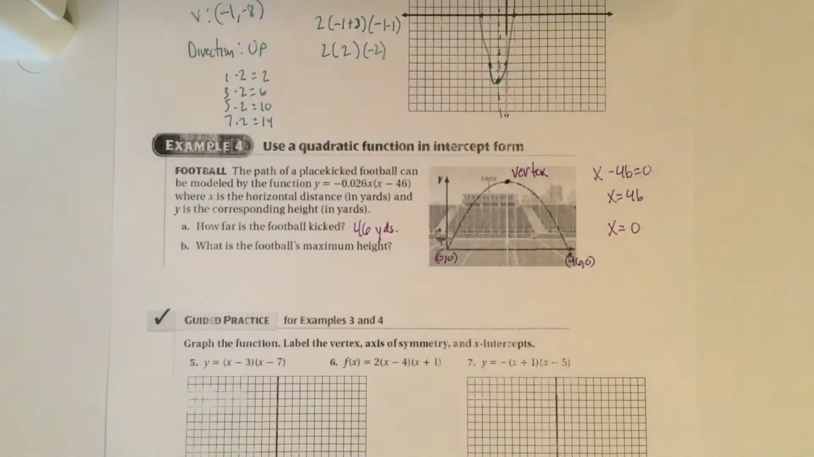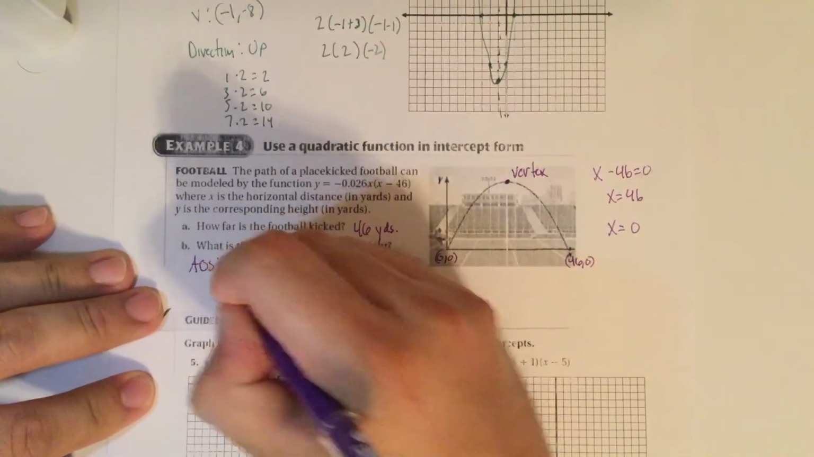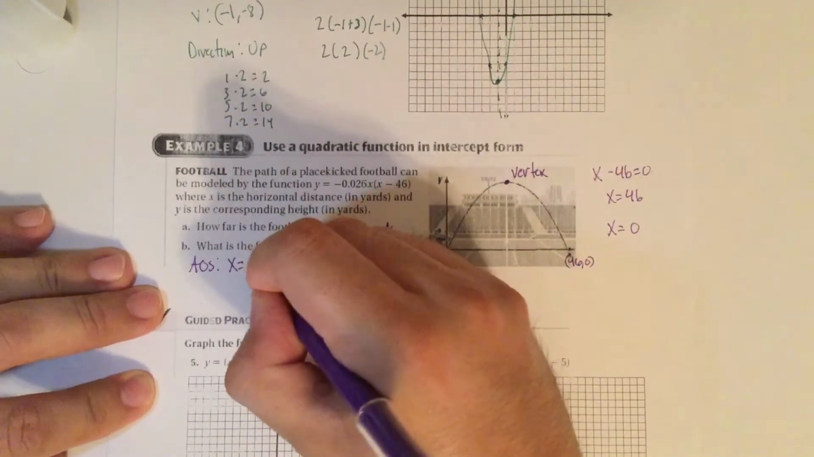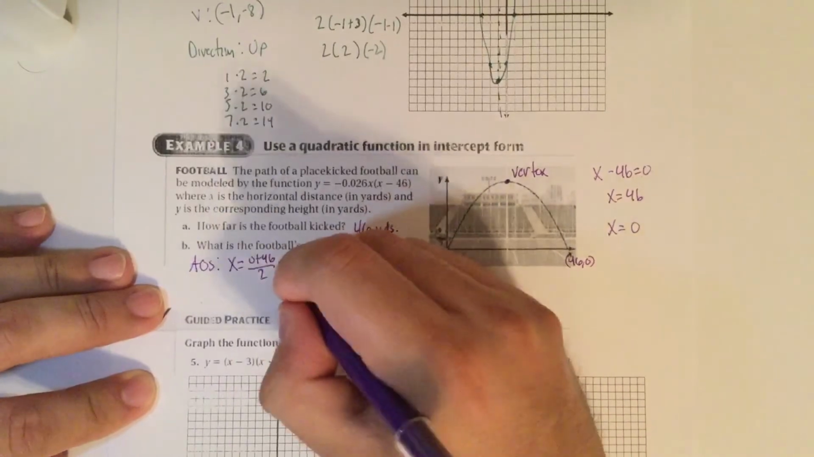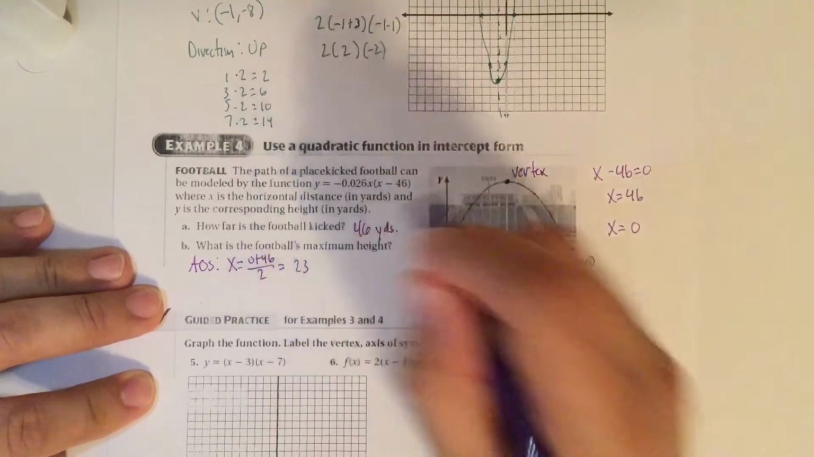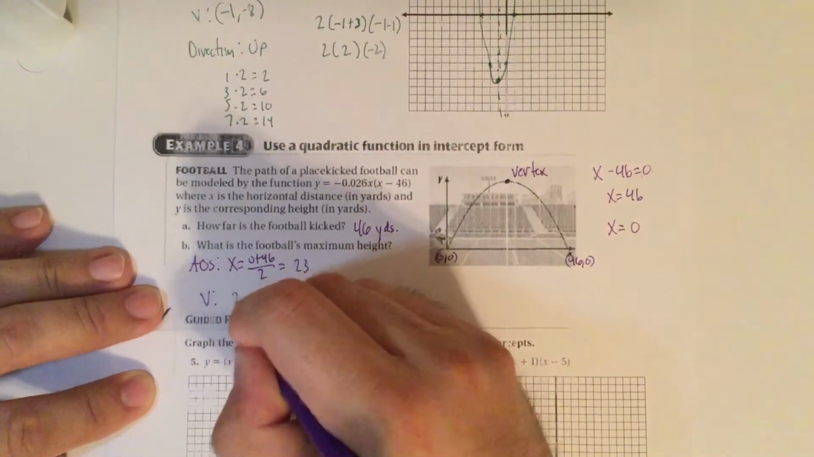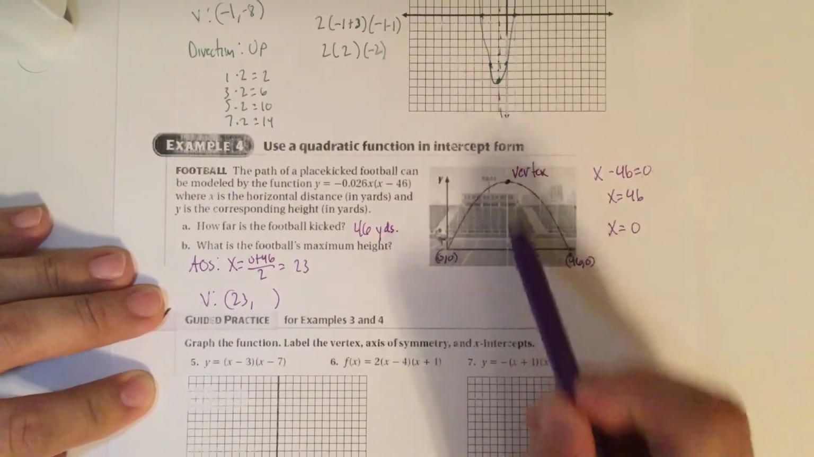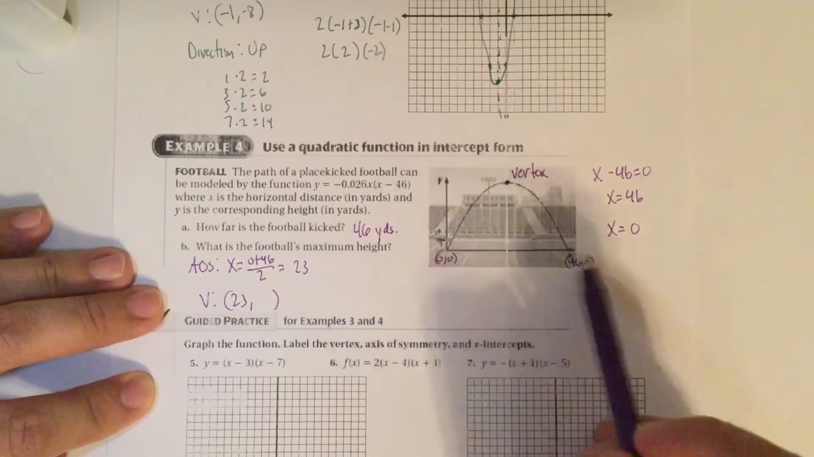So, the first thing we need to find is the axis of symmetry. x equals (p plus q) divided by 2, so 0 plus 46, divided by 2, is equal to 23. Now for my vertex, I have 23, which is pretty obvious because the vertex is in the middle, so that's 23 yards in the middle between 0 and 46.